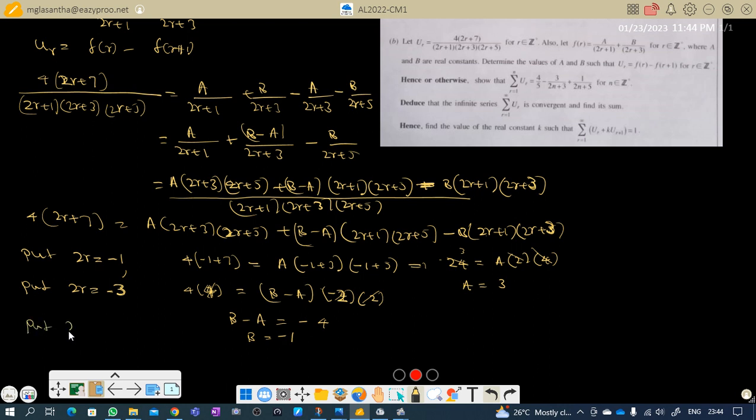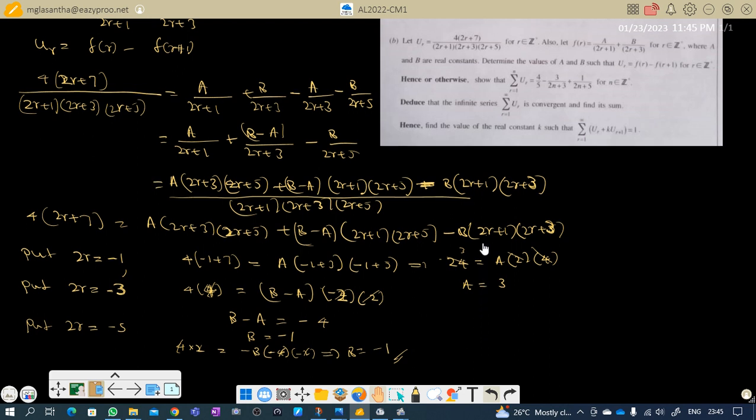Let's see, put 2R equals minus 5. Straight away you can find B again. If you put 2R equals minus 5, the left hand side is 4 into 2, right hand side is minus B times minus 5 plus 1, minus 4, minus 5 plus 3, minus 2. Then 4 gets cancelled, 2 gets cancelled. Then B equals minus 1 again, right?